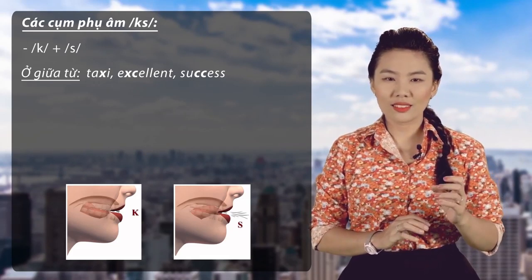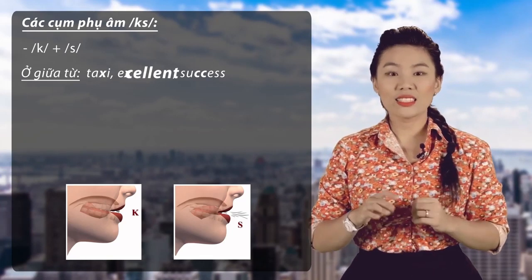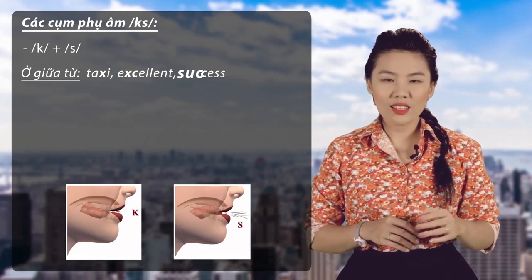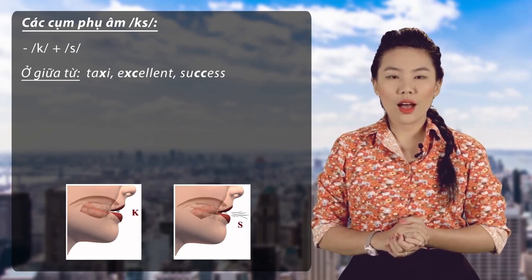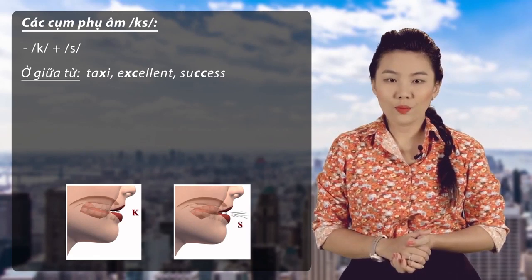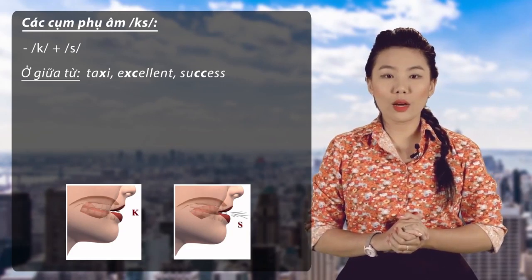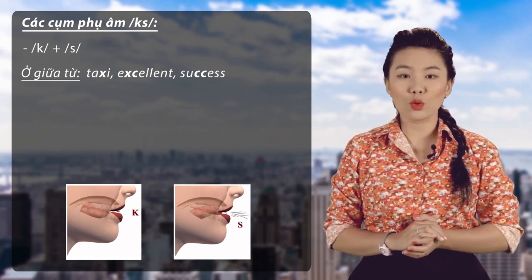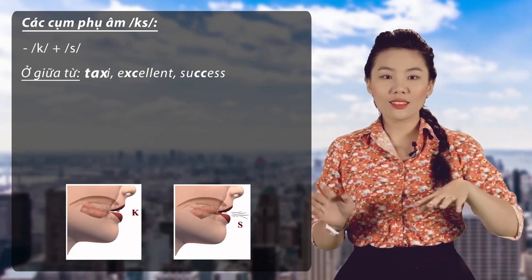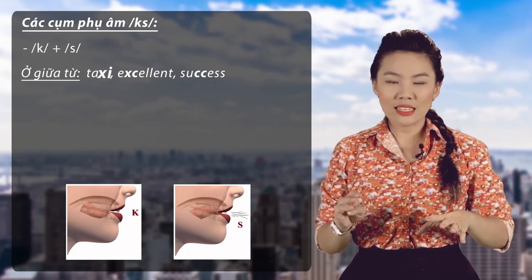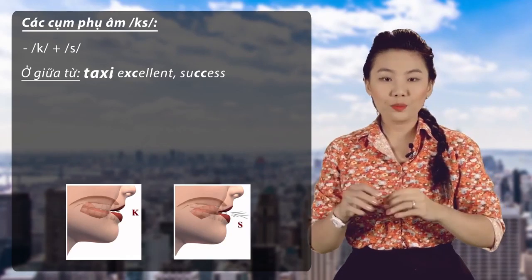Chẳng hạn như taxi, excellent, success. Chúng ta có thể nói âm k dài hơn để chúng ta nhớ rằng âm k là quan trọng. Và sau đó chúng ta bắt đầu giảm khoảng cách giữa hai nửa từ và cuối cùng đặt chúng lại gần với nhau. Chẳng hạn như taxi, taxi, taxi, taxi, taxi.